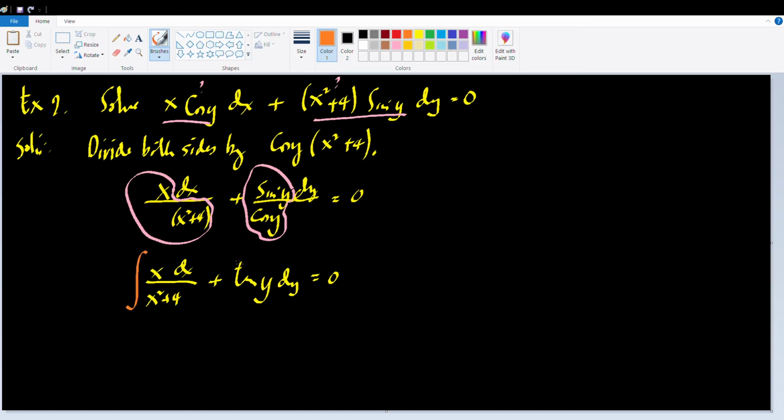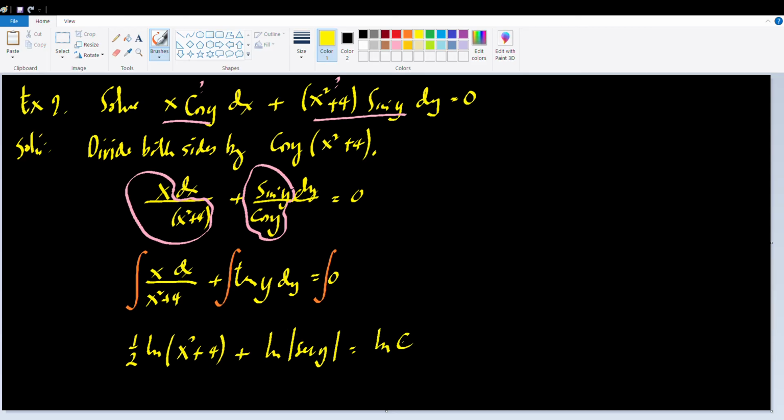We integrate. x dx over x squared plus 4 is, of course, 1/2 ln of (x squared plus 4) plus the integral of tangent y dy, which is ln of the absolute value of secant y, equal to a constant, which can be written in the form ln of c. Why am I doing that? So later you will see the rationale why I'm writing the constant as ln c and not just c.